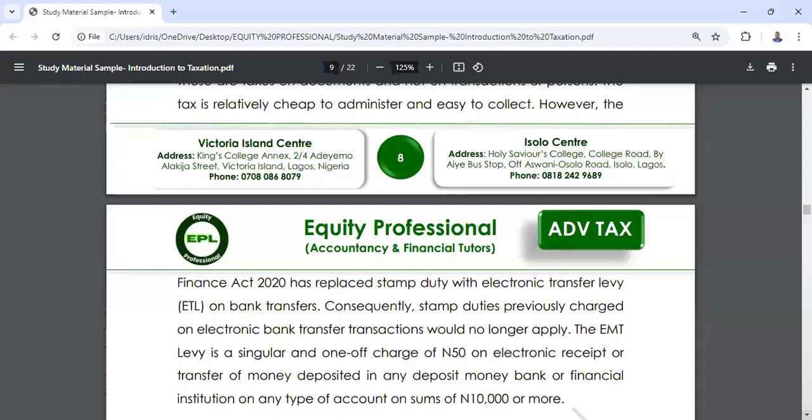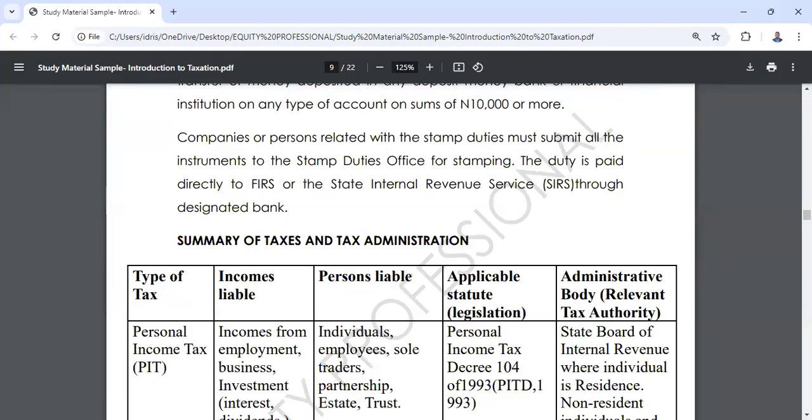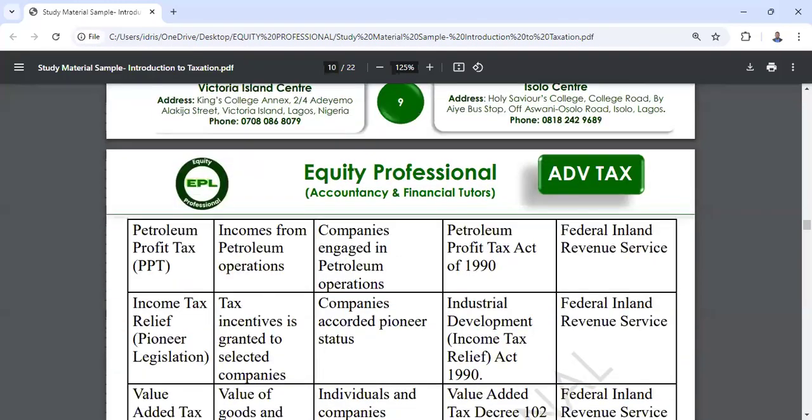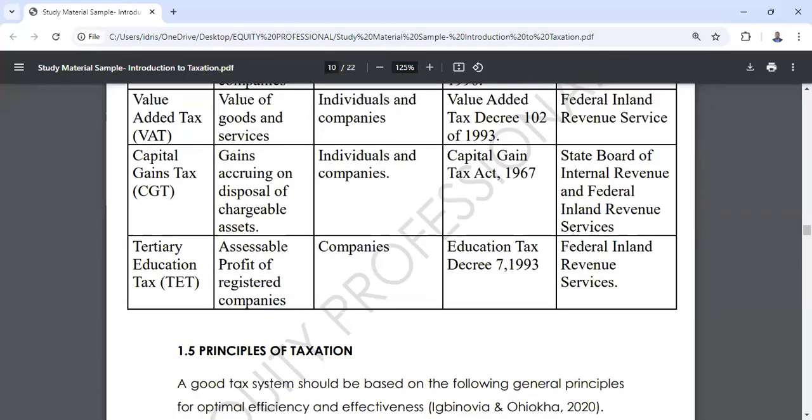Those 50 naira charges on our bank transactions that are more than 10,000. Any bank transfer that we make to an account that is more than 10,000 naira, we pay the electronic development levy on it. It's an example of stamp duties. So that is the type of indirect taxes that we have.